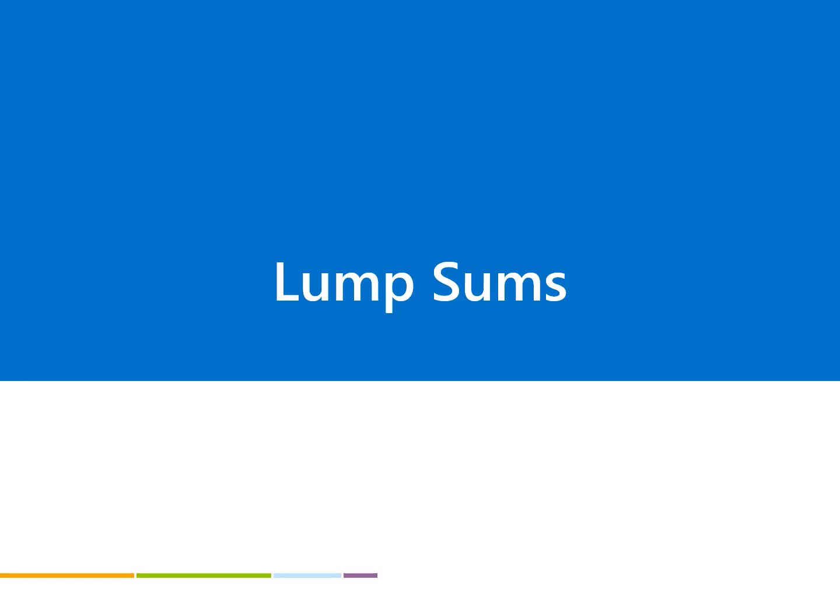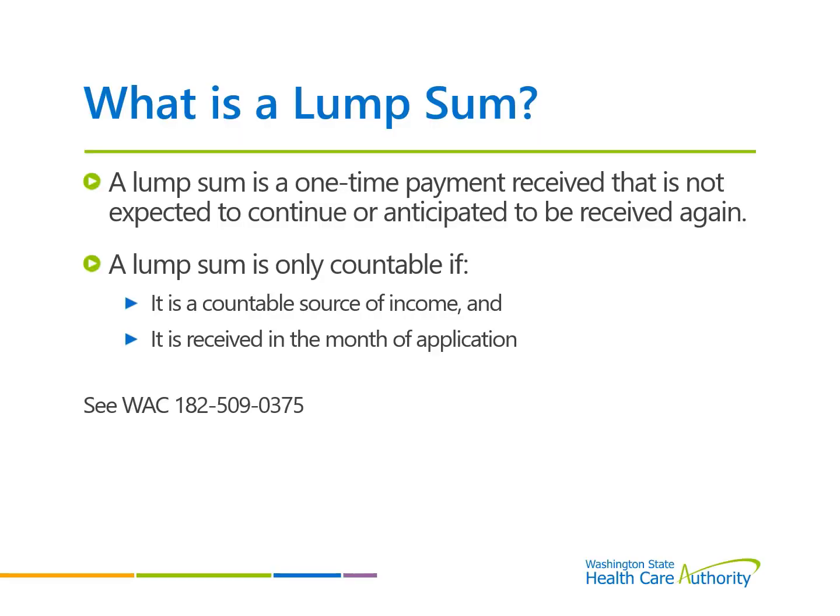Lump sums. What is a lump sum? A lump sum is a one-time payment received that is not expected to continue or anticipated to be received again. A lump sum is only countable if it is a countable source of income and it is received in the month of application. For more information, see WAC 182-509-0375. Lump sums are difficult to understand, so let us walk through some scenarios to get a better understanding.